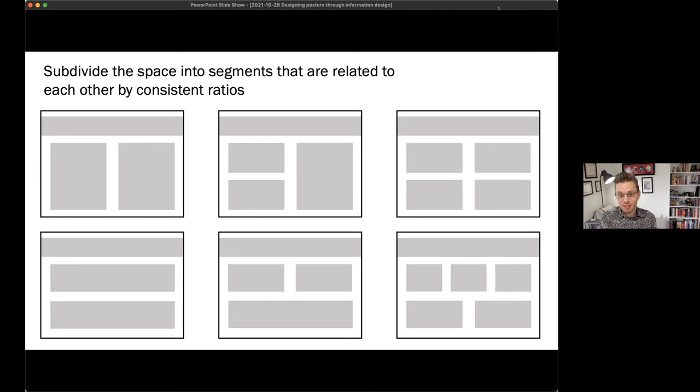So for example, in some situations, we have a 1-to-1 ratio where the size of one rectangle is equal to the size of another rectangle. And in other examples, we have a 1-to-2 ratio where one rectangle is twice the width or twice the size of another. So again, really rely on simple and consistent ratios, and that will easily improve the quality and readability of your poster.